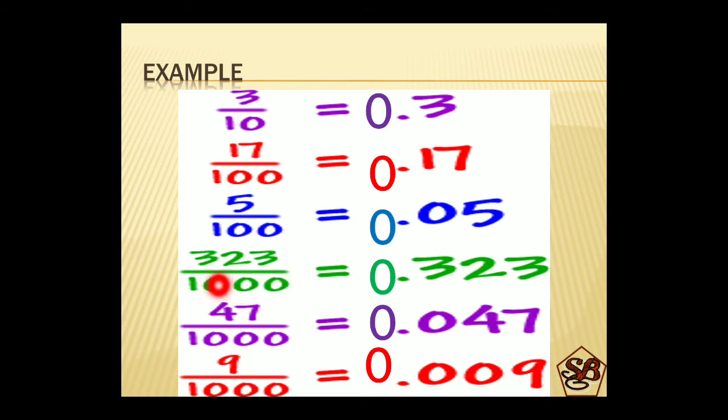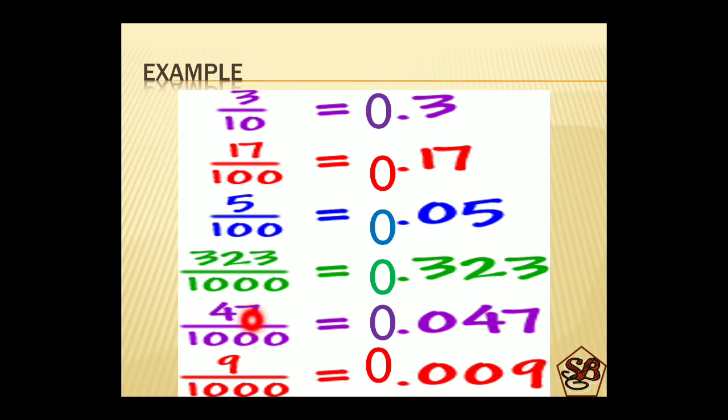Next, 323 by 1000. 3 zeros in the denominator, so the decimal will come after 3 digits, 1, 2 and 3, decimal point, and we add a 0 in front because there is no other digit. 47 by 1000. 1000 has 3 zeros, but we have only 2 digits in the numerator. So we add a 0 in front of it, as we have to put the decimal point after 3 digits. So the number will become 0.047.